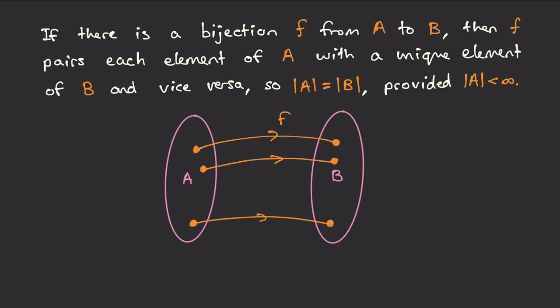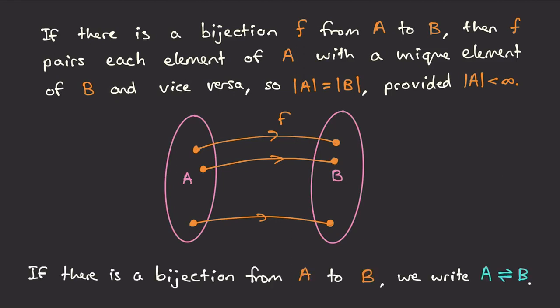There's a nice piece of notation in the notes to indicate that two sets are in bijection. This isn't completely standard, but in this course it'll be convenient to use. If two sets are in bijection, we write A, forwards arrow, backwards arrow, B, as you can see on this slide.